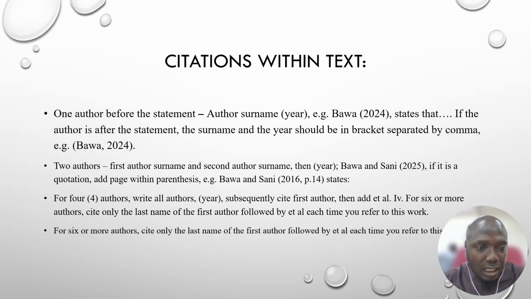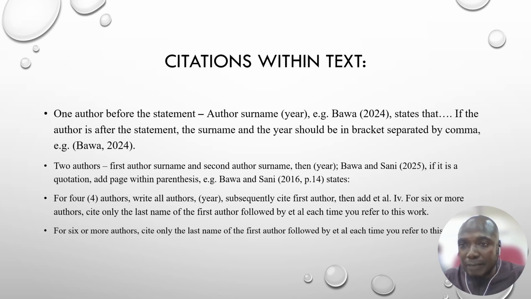So if it is four authors, write all authors and the year. So you write the names of all the authors the first time. Then next time, if you want to cite exactly these people, since they are four or more, then you only write the name of the first author and then you write et al. For six or more authors, you only write the name of the first author and then write et al. Hope you are getting what I'm saying. So you can also go through the slide. It's self-explanatory.